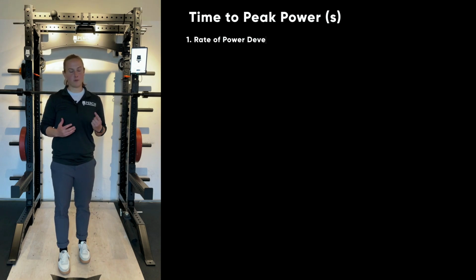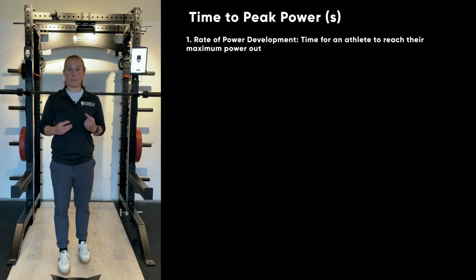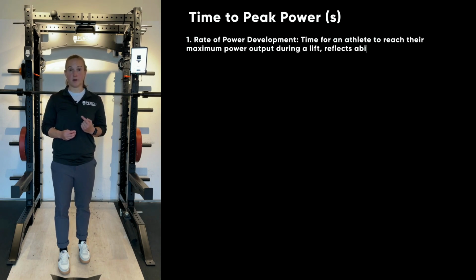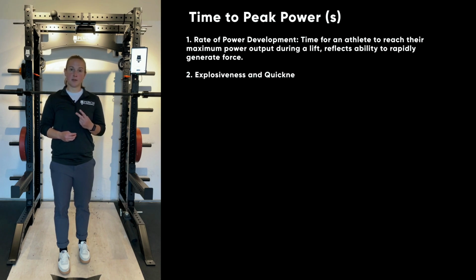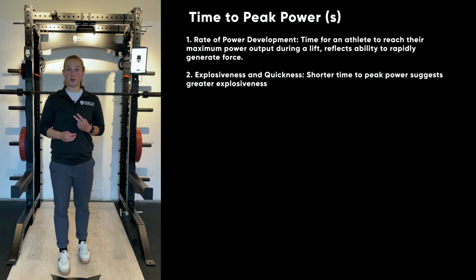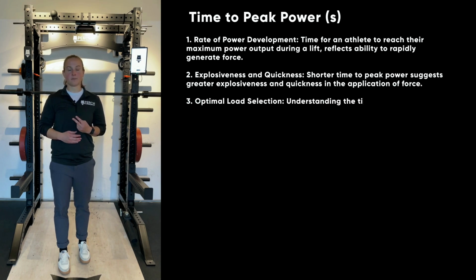Number 1, the rate of power development. Again, it measures the time it takes for an athlete to reach their maximum power output during a lift, reflecting their ability to rapidly generate force. Number 2, explosiveness and quickness. A shorter time to peak power suggests greater explosiveness and quickness in the application of force, which is crucial for sports involving rapid movements. Number 3, optimal load selection.